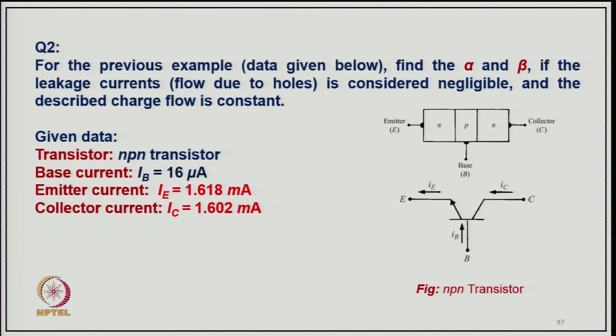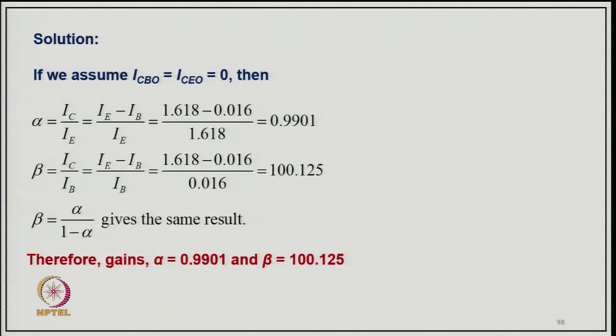Coming to the second example: for the previous example data, find the alpha and beta if the leakage current due to holes is considered negligible, and describe the flow of current. Here it is an NPN transistor, and IB equal to 16 microampere, IE equal to 1.618 and IC equal to 1.602, as given here. If we assume ICBO equal to 0, then alpha equals IC upon IE, or IE minus IB upon IE, and putting in the values we get 0.991, and beta equals IC upon IB, and putting in the values we get about 100.